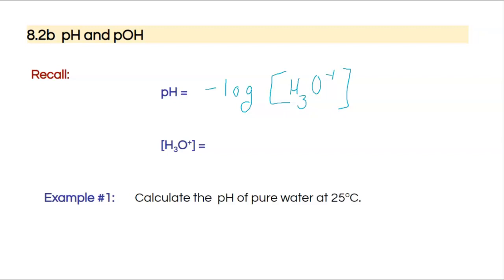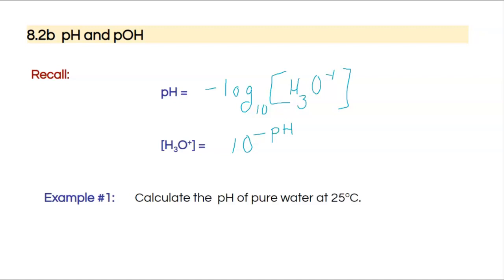And so now that you guys know what logarithms are, you know that this is a base 10 function and that we can rearrange this formula so that we can solve for the hydronium ion concentration. So our hydronium ion concentration is going to be equal to 10 to the negative pH.